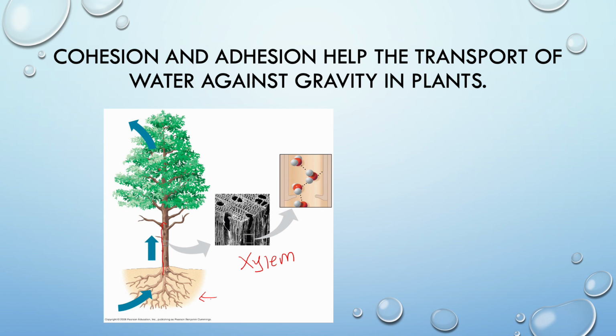Xylem allows for water and nutrients to move up through the stem or the trunk of a tree to the rest of the plant, in this case to the leaves. The adhesion allows the water to combine with the nutrients and then move into that xylem, and then the cohesion is the water molecules clumping together.